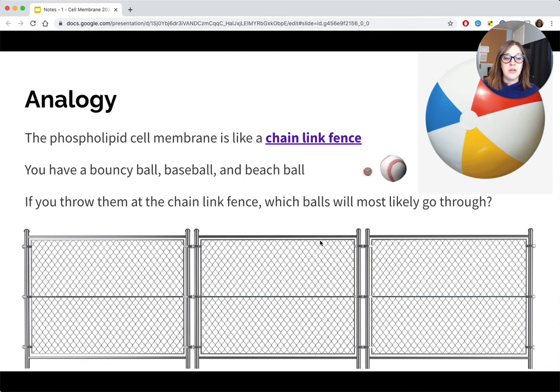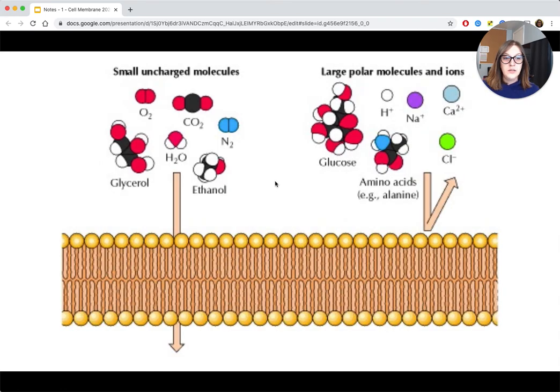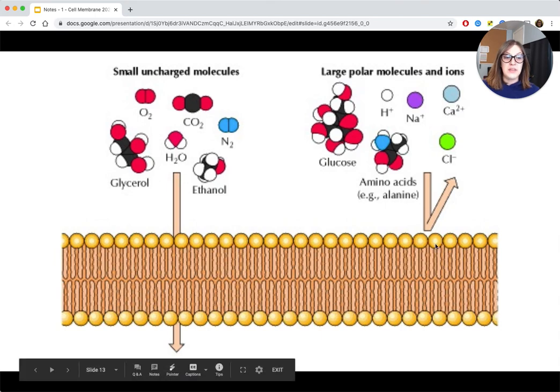Probably the bouncy ball. So think of this cell membrane as like a chain link fence, where really small things can squeeze between these spaces, but really big things cannot pass between those spaces, as shown in this picture. So we have small things that can go between, but big things bounce off.